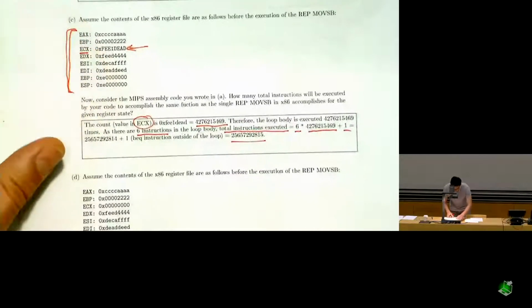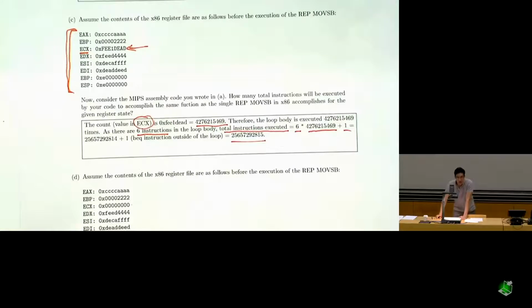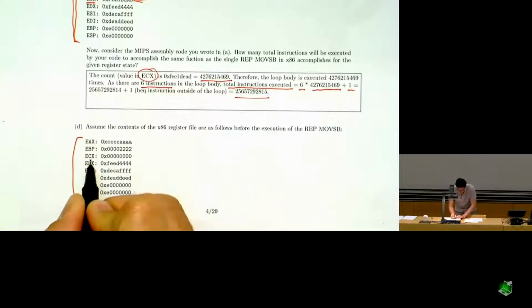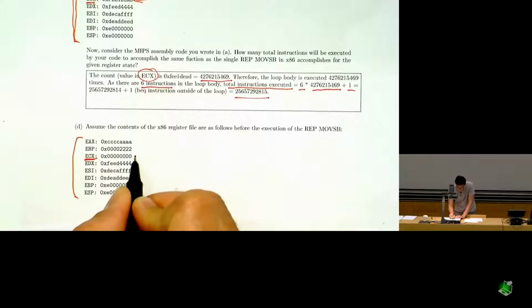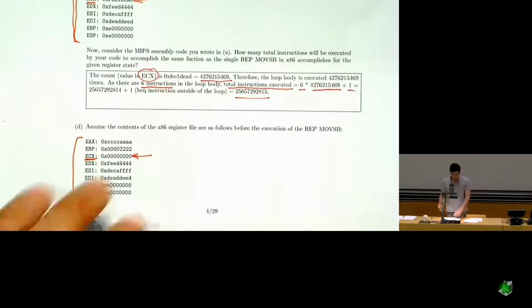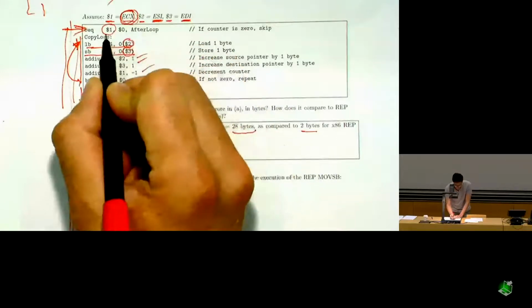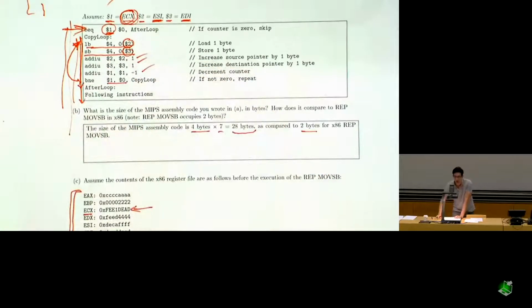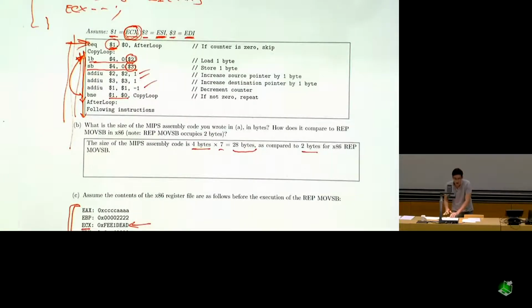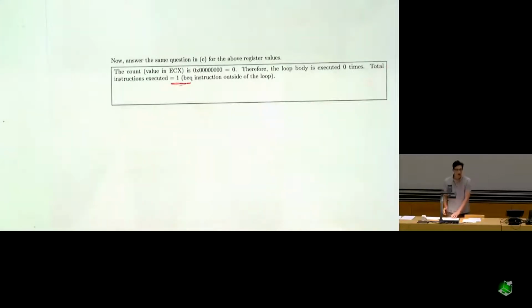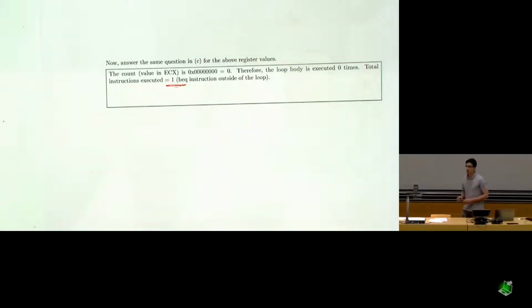The last part, part D, is exactly the same. The question is exactly the same, but the contents of the register file in this case are different. If you observe the value of ECX this time, it is 0. So if it's 0, we are not going to enter the loop, right? This ECX is 0, this register 1 is 0, so we don't execute this loop body any single time. So the total number of instructions executed in this case with these contents of the register file is only 1. It's only the first BEQ instruction that you have in the code.